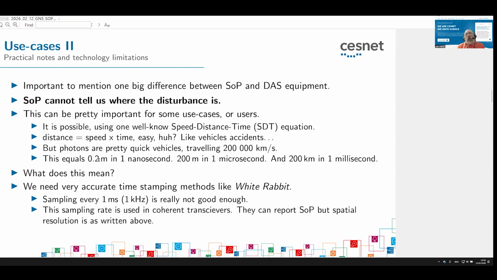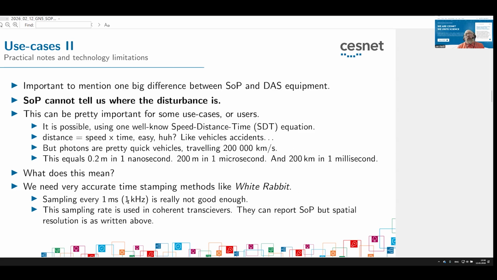So if you want to measure something in 1 nanosecond, it's 1.2 meters, microsecond 200 meters, and in millisecond, it's 1 kilohertz sampling frequency, 200 kilometers. I hope these numbers are okay, should be. What does this mean? If you want to tell where something is going on, you need really accurate timestamping methods like White Rabbit. For example, PTP, the well-known Precision Time Protocol, with its precision and accuracy, is just not good enough.